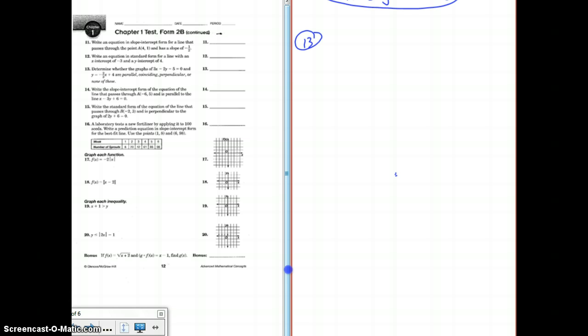Number 13, we're going to determine whether the graphs of 3x minus 2y minus 5 equals 0 and y equals -2/3 x plus 4 are parallel, coinciding, perpendicular, or none. Remember that parallel lines have equal slopes, coinciding lines have equal slopes and equal y-intercepts, and perpendicular lines have negative reciprocal slopes. So we want to focus on the slopes of the lines here. I'm going to put them both in slope-intercept form to help me out.